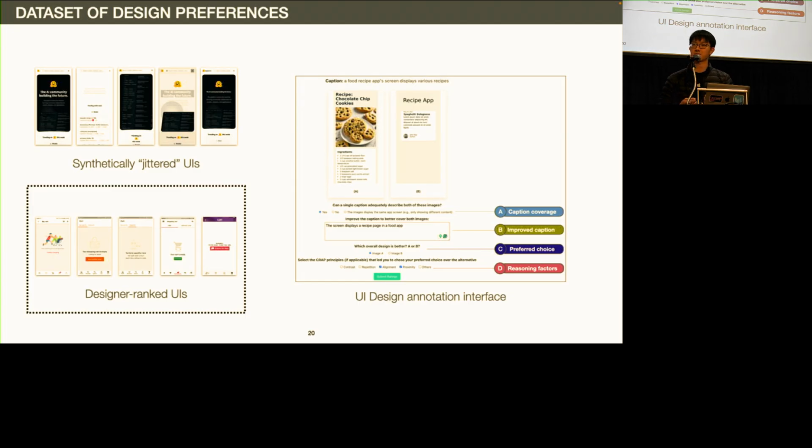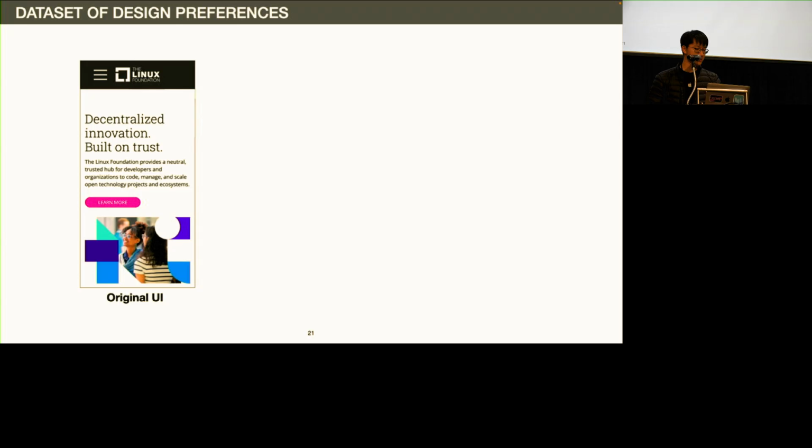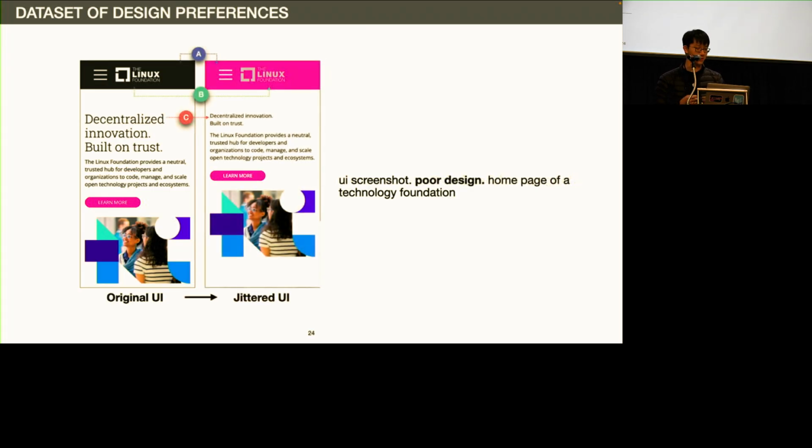And so these are definitely more reflective of subjective preferences. In addition to this idea of getting preference pairs, we can also generate textual descriptions of screenshots that are enriched with design information. So we can start with this UI and a basic caption, like homepage of a tech foundation. And for the original or good UI, we can prepend a prefix that says, well-designed homepage of a tech foundation. And for the jittered or non-preferred one, we can change that to poorly designed homepage of a tech foundation.